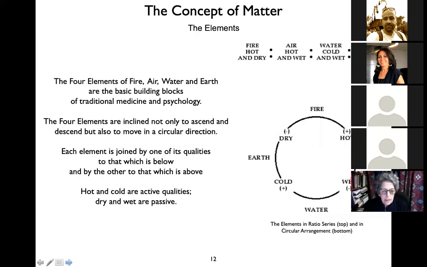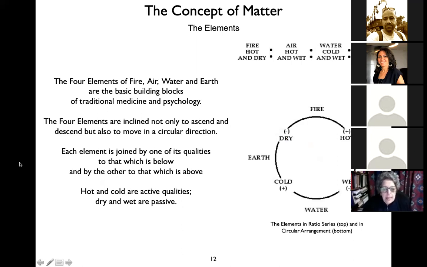So now we get to the second one, the concept of matter. And this we have talked about before, but it's basically the concept of the elements. In all of the traditional worldview, the elements, which are not part of the periodic table of chemistry, are actually the principles. They're also called arkan, or pillars.